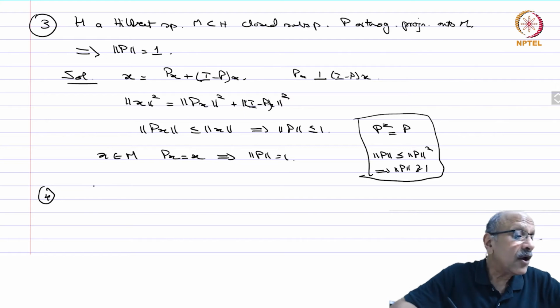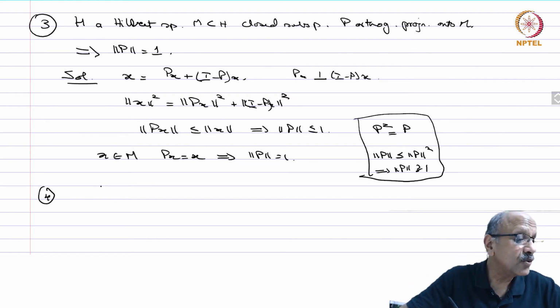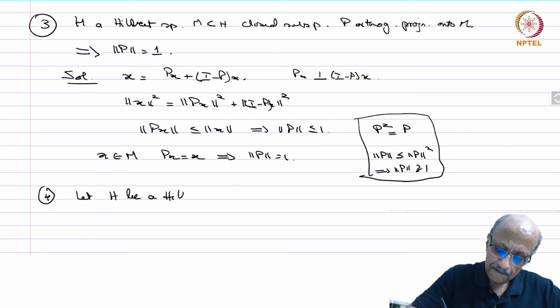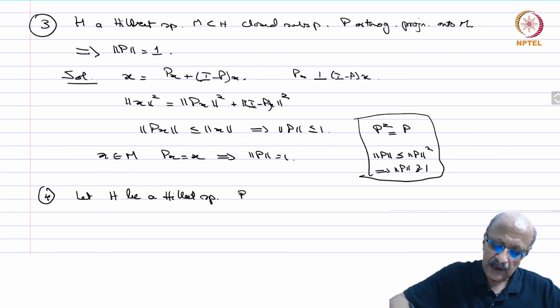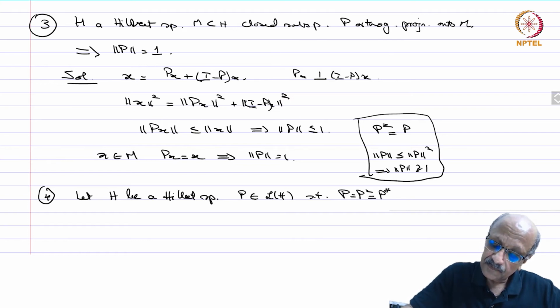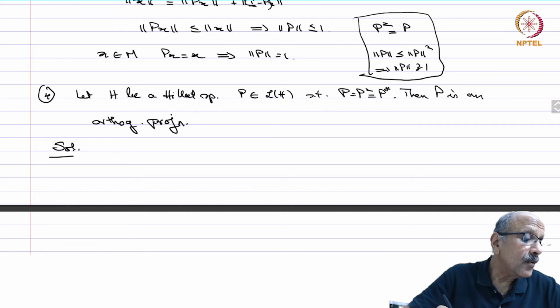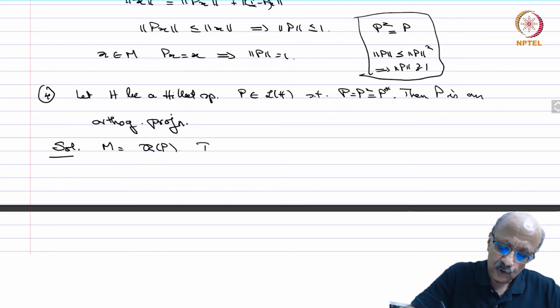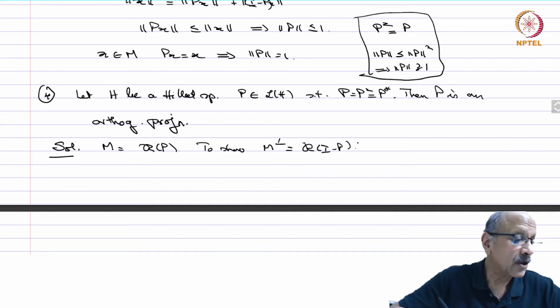Four. This I already mentioned in the class but didn't do it fully. I asked you to verify it. So let H be a Hilbert space, and P in L(H) such that P equals P squared equals P star. Then P is an orthogonal projection. So we have to show that M equals range of P, and to show M perp is the range of I minus P. Okay, so that will show that it is an orthogonal projection.